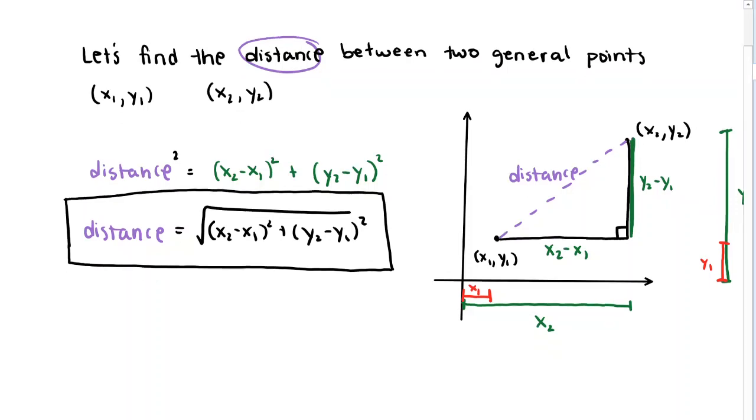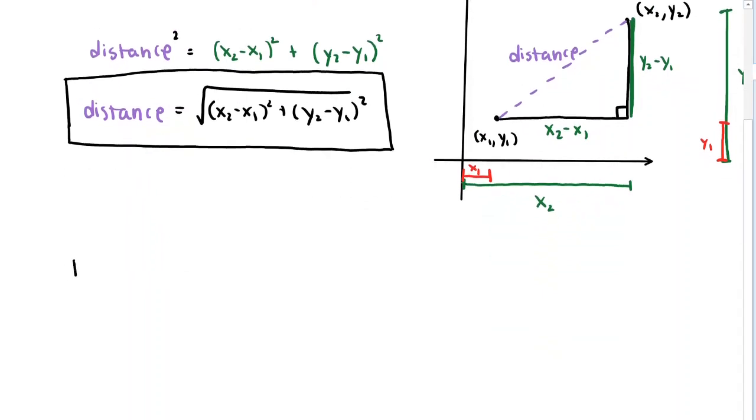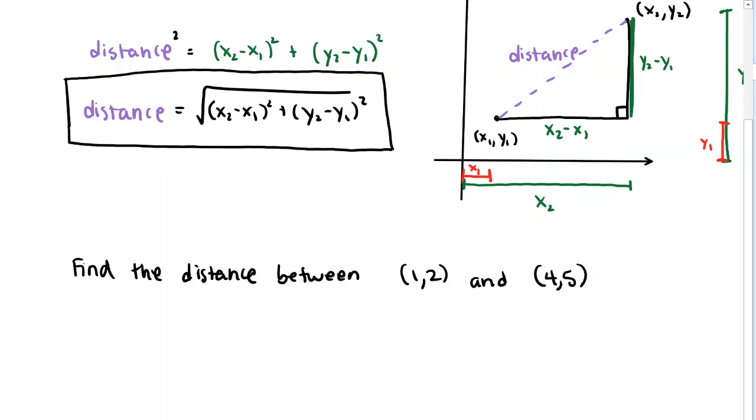Okay, so let's use this formula to find the distance between the following 2 points, 1, 2, and 4, 5. So pause the video, go through this example yourself, and we'll go over it together when you're ready.